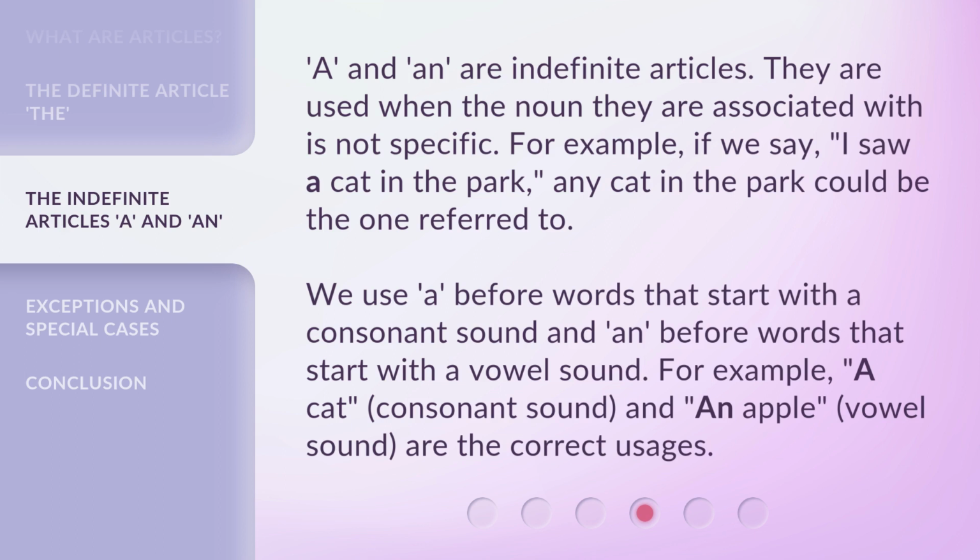"A" and "an" are indefinite articles. They are used when the noun they are associated with is not specific. For example, if we say, "I saw a cat in the park," any cat in the park could be the one referred to. We use "a" before words that start with a consonant sound and "an" before words that start with a vowel sound. For example, "a cat," consonant sound, and "an apple," vowel sound, are the correct usages.